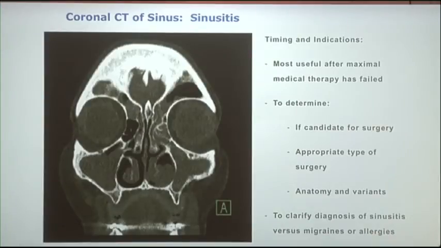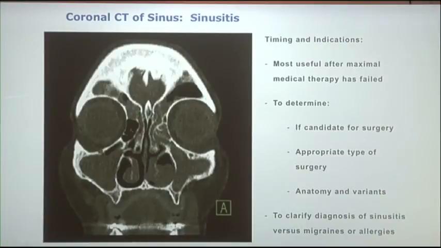To me, a CAT scan is most useful after a patient has tried multiple courses of maximal medical therapy. Someone with a cold could have a CAT scan like this, and a week later, when their virus resolves, their CAT scan will be normal. So a CAT scan in itself doesn't tell us enough information unless they have already had medical therapy and it has failed to improve their chronic symptoms.